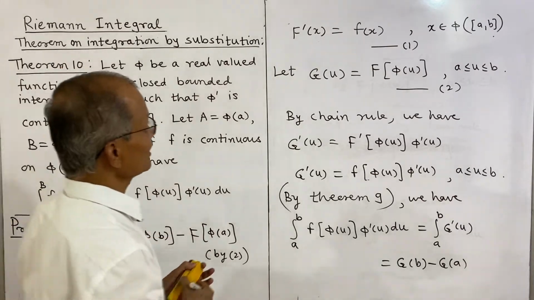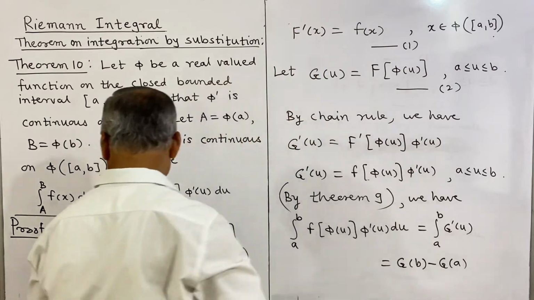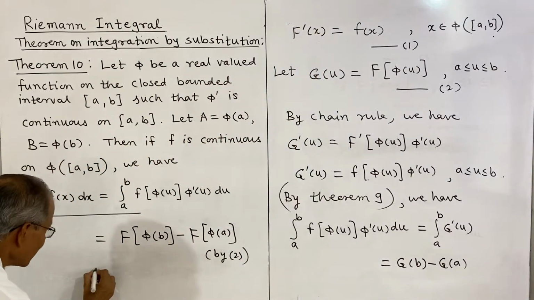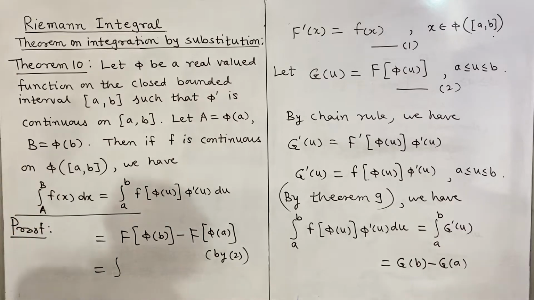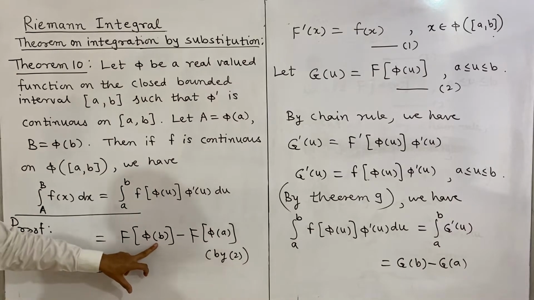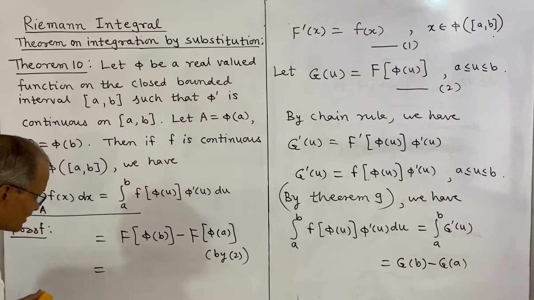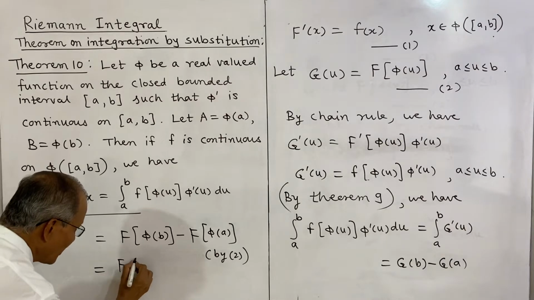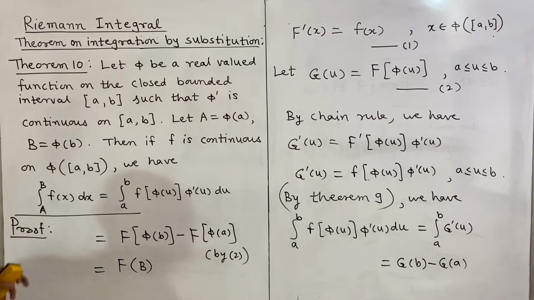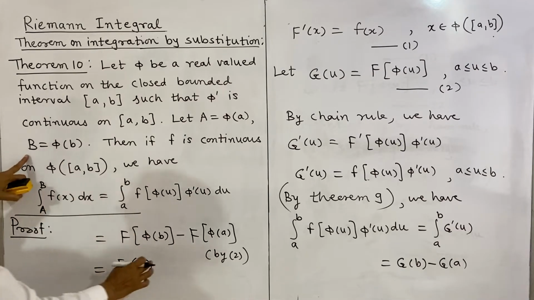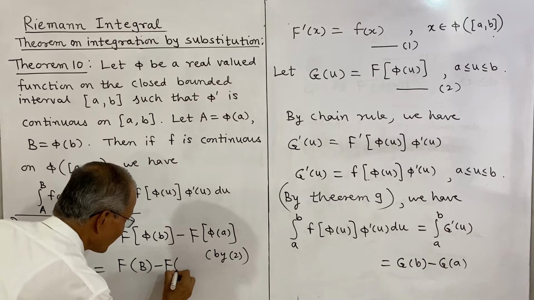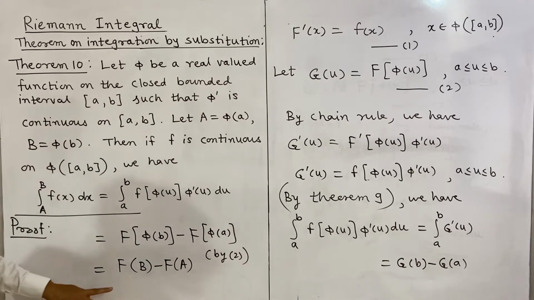So, I shall write this in terms of an integral. One more step I shall write here. But before that, what is phi of b? Phi of b we are given as capital B, and therefore this is capital F of capital B minus capital F of capital A. So, this is the expression.